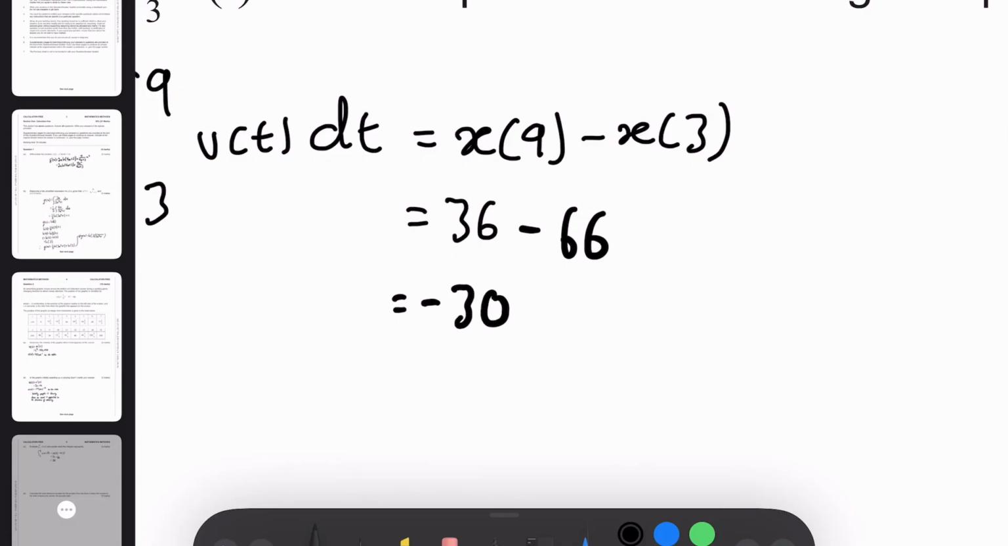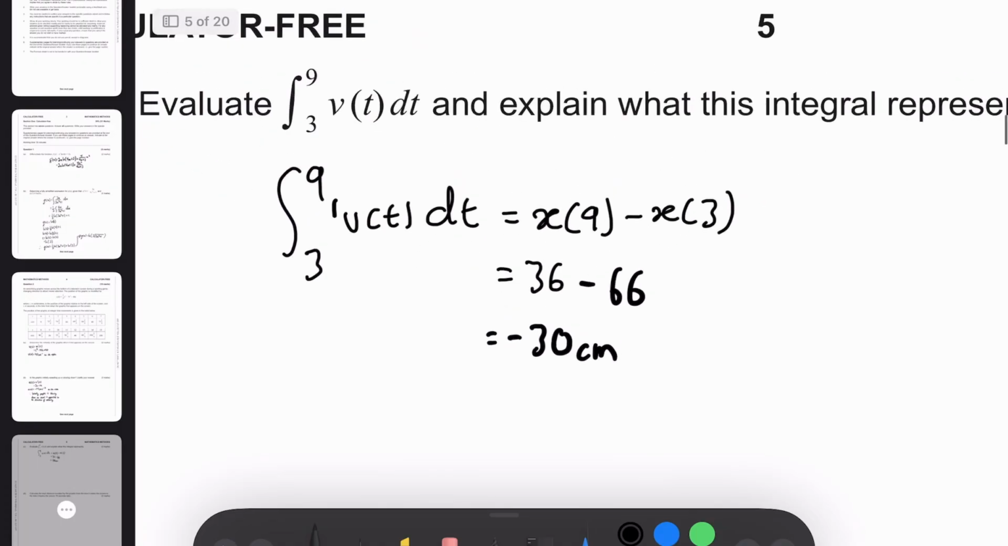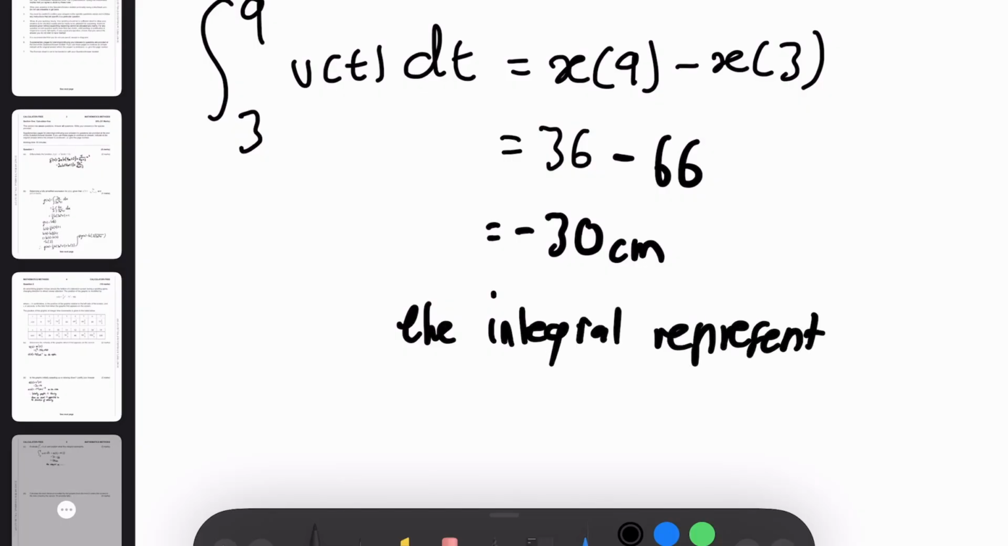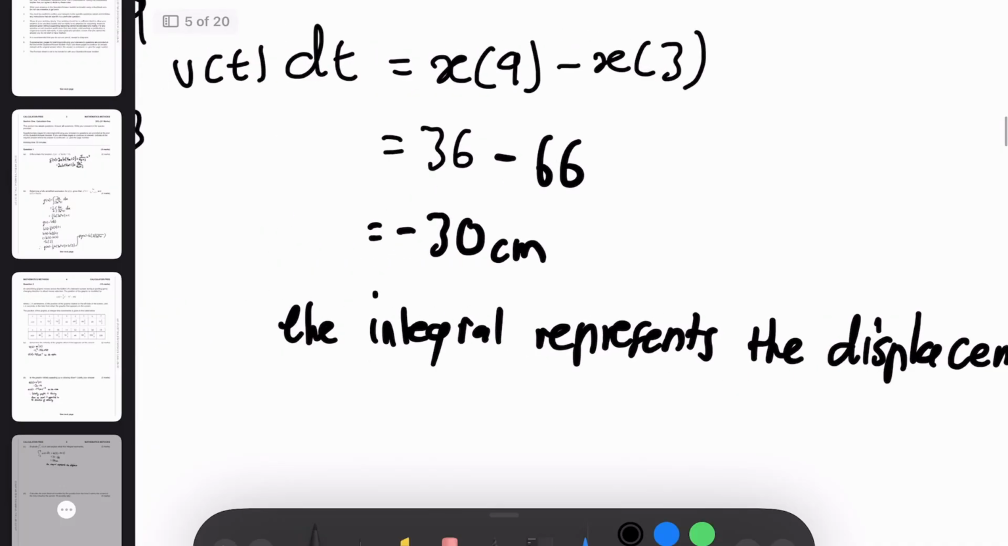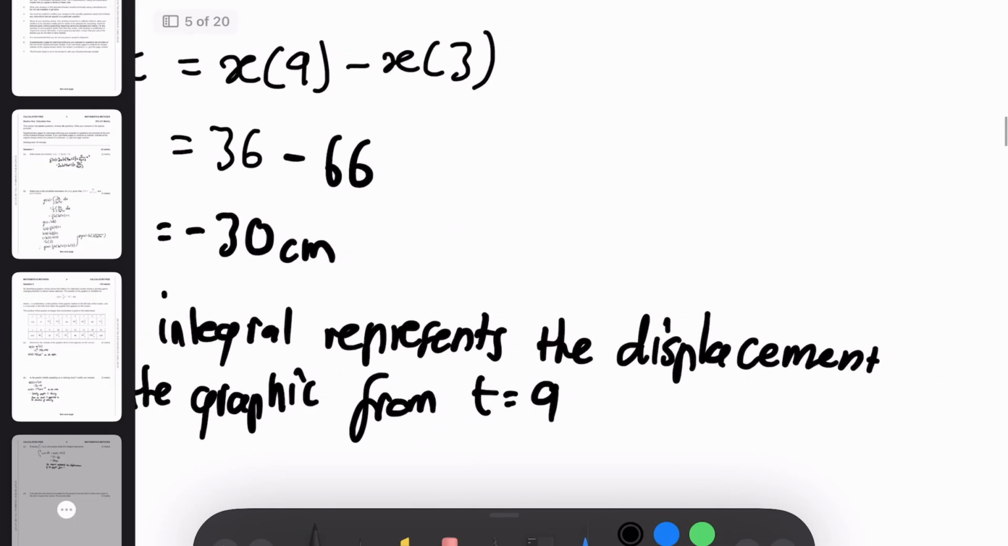Okay. Then remembering our units, this means, and since there's no absolute value functions here, this is going to be displacement. So we can explain this as: the integral represents the displacement of the graphic from t equals 3 to t equals 9.